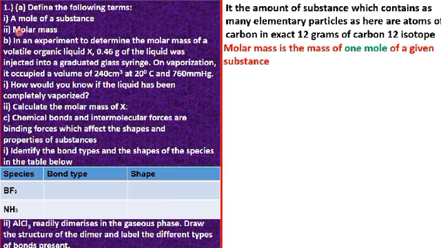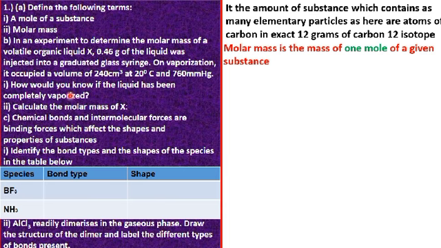The next part reads that in an experiment to determine the molar mass of a volatile liquid X, 0.46 grams of the liquid was injected into a graduated glass syringe. On evaporation, it occupies a volume of 204 centimeters cube at 20 degrees Celsius and 760 millimeters mercury. Roman 1. How would you know if the liquid has completely vaporized?